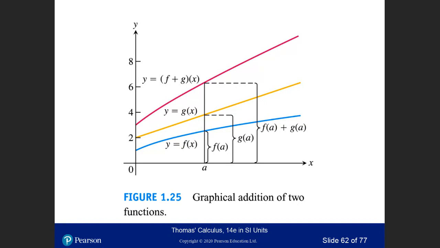That's a pictorial representation. The blue one here is your f of x, and the yellow one is your g of x. As you can see at a, f of a is the height of the point on the graph exactly above a. Here, g of a is the height of the graph exactly above a. When you combine these, you get this: the sum of f of a and g of a.